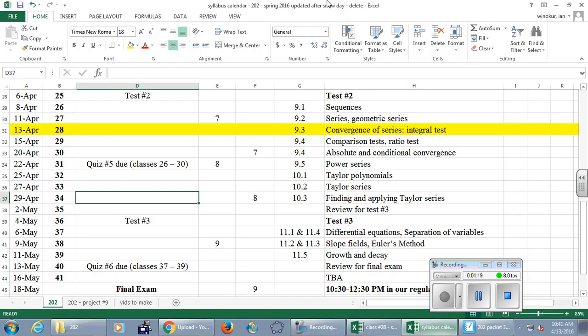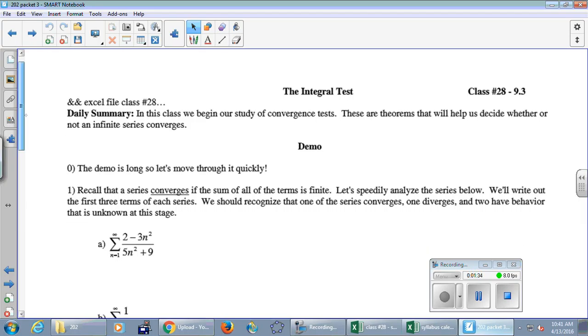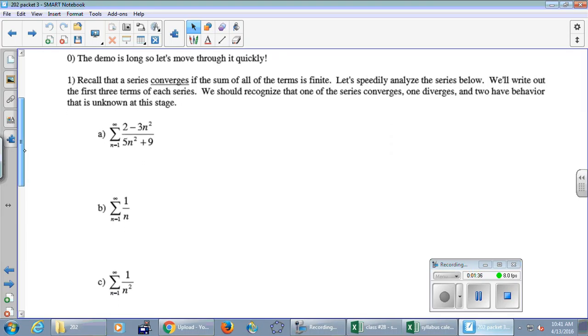All right, let's get started again on page 19. Our summary. In this class, we begin our study of convergence tests. So these are theorems that will help us decide whether or not an infinite series converges. Let's begin here with our demo.